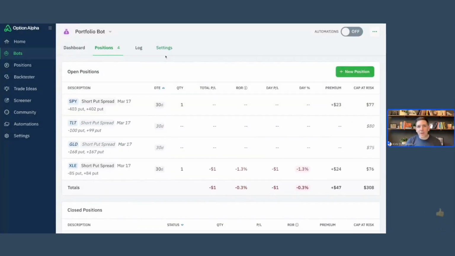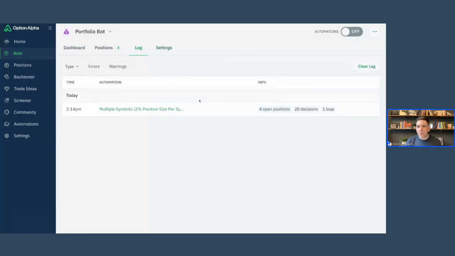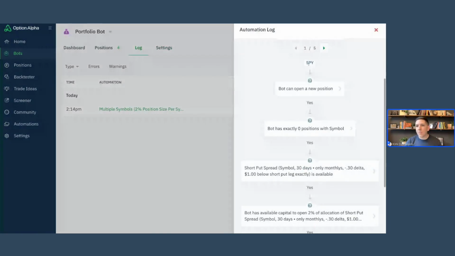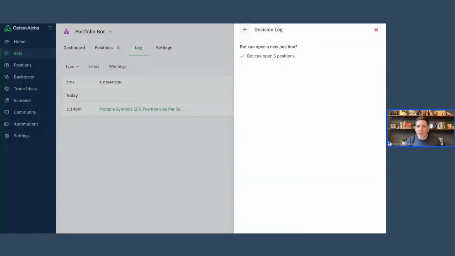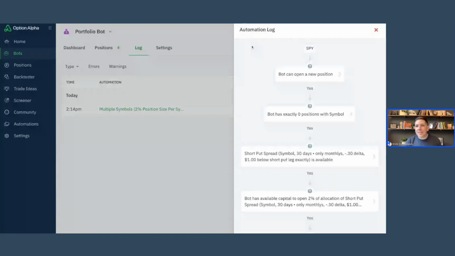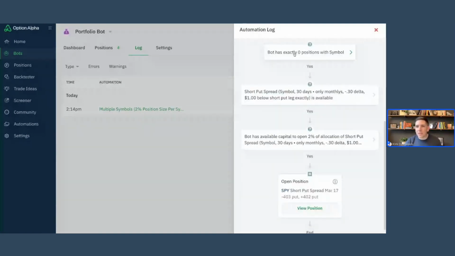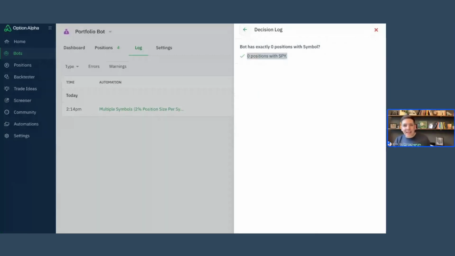So if you go back here to your log and you check out your log here, you can again go through that logic that it just went through. So here was the logic, SPY. Bot can open a new position. Yes, bot can open 5 positions today. Great. Bot has exactly 0 positions with this symbol. Correct. At the time I ran it, it had 0 positions in SPY.